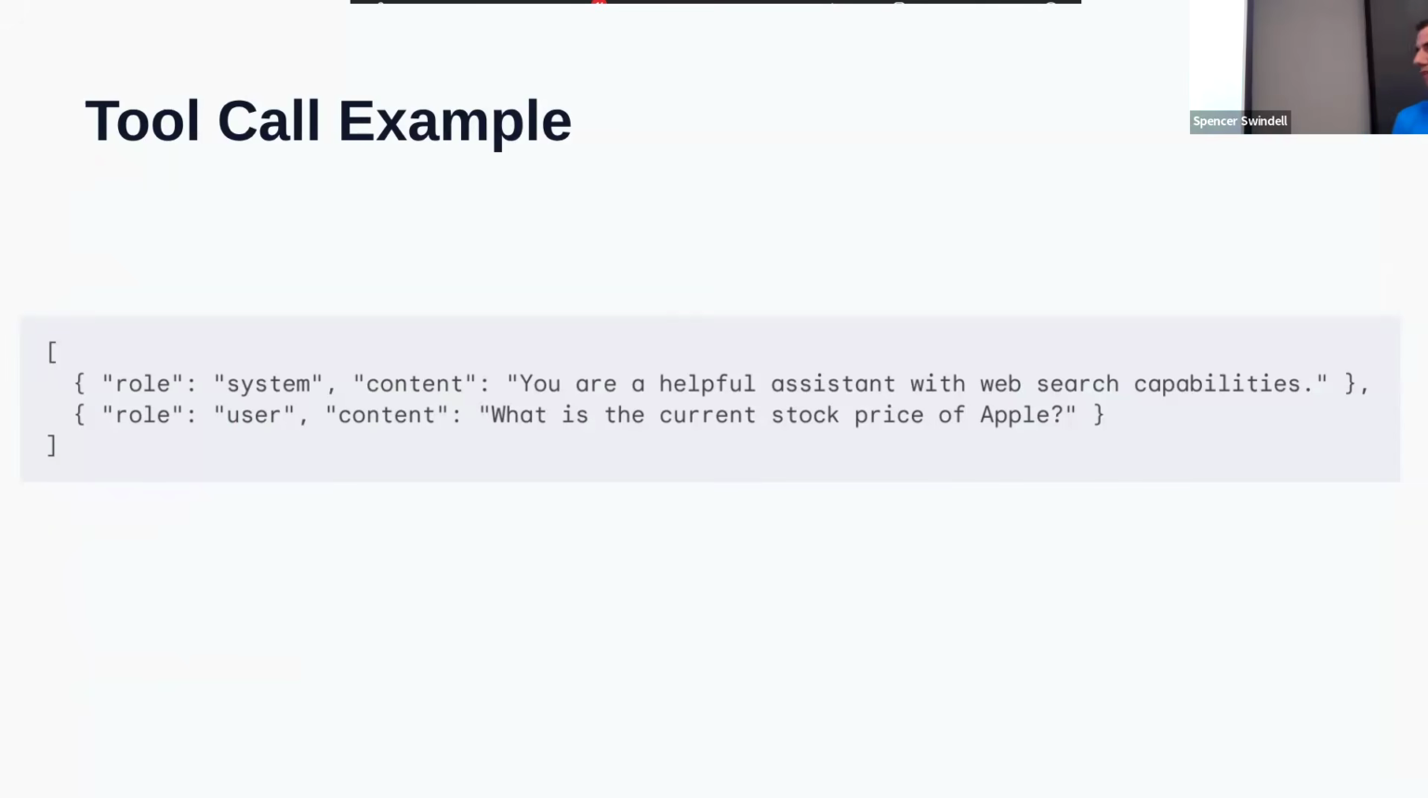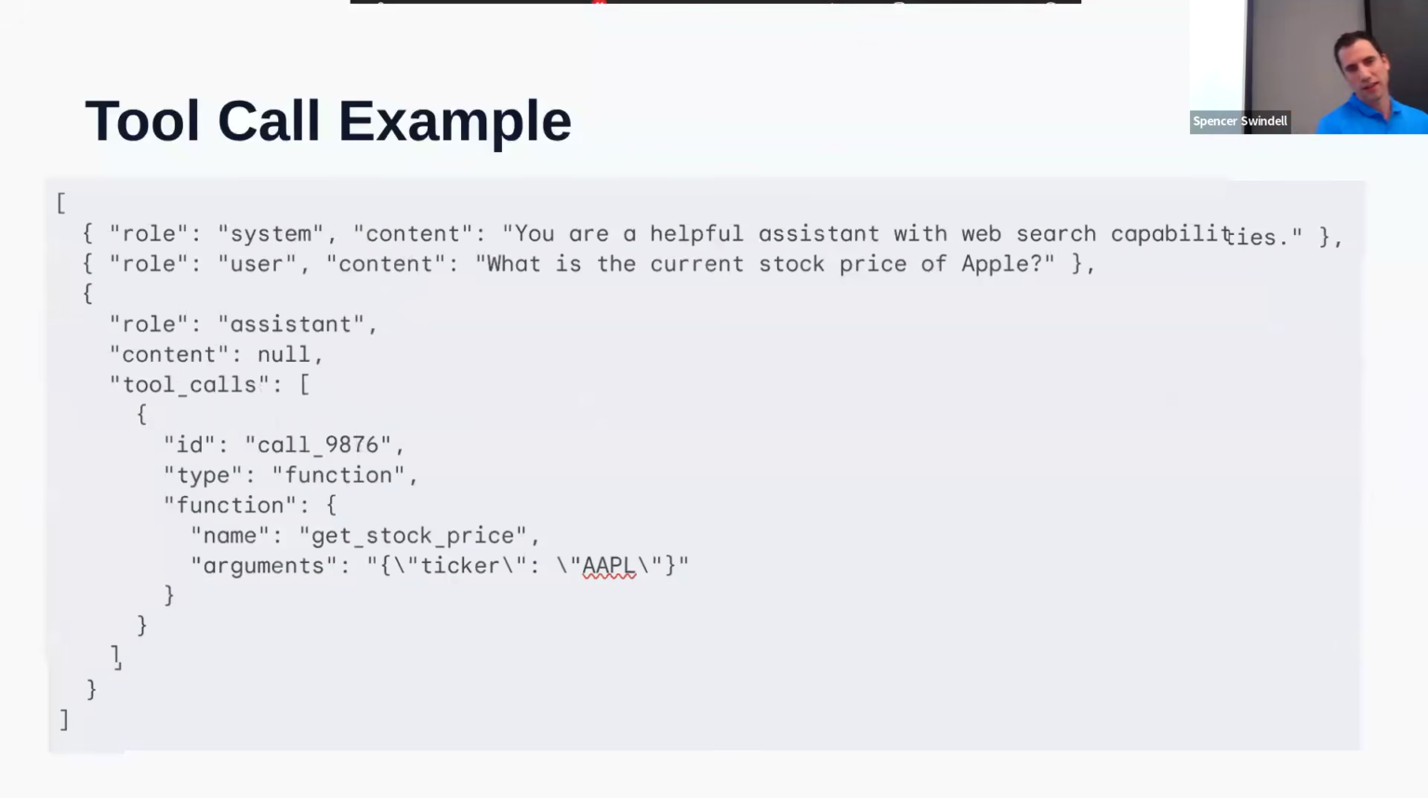Let's say you have a model that you're prompting, and you want to know what the current stock price of Apple is, and your agent has the system prompt telling it, hey, you're a helpful assistant, and you have this web search capability. The user prompts it. This is what the agent sees. The agent sends it to the LLM, and the LLM says, hey, I need to make a tool call. So you get this response back saying, I want to call the get stock price function, and I want to pass in the ticker AAPL because that's the ticker for Apple. And I'm going to give it this call ID so I can associate the answer back to the original prompt.